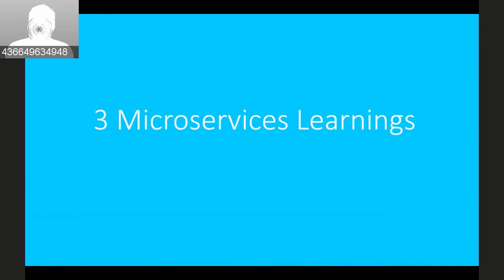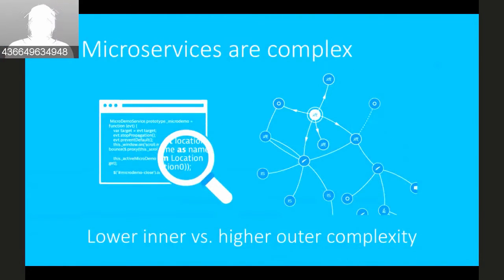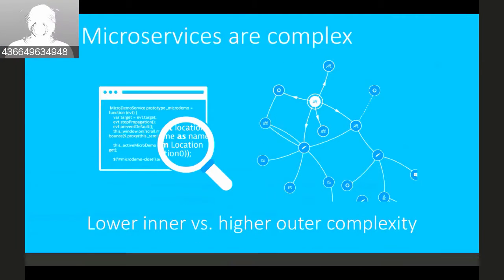So now I would like to present how Dynatrace can help you manage the complexities when designing and running microservices on OpenShift by discussing 3 important learnings that we've made along the way. Learning number one is that microservices are complex. In fact, microservices can themselves be fairly simple on the inside. However, the overall complexity does not vanish. Instead, complexity shifts into the surrounding environment and the intercommunication between services. We also say that microservices have a lower inner versus a higher outer complexity in the connected parts.